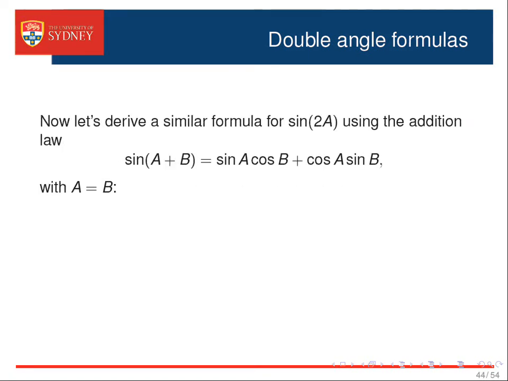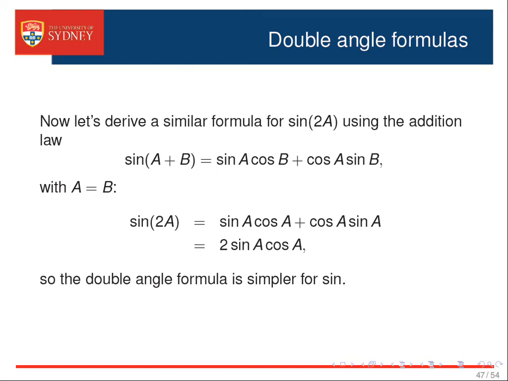Now let's do a similar thing with our addition formula for sine. Using the formula with a equals b, sine 2a is sine a cos a plus cos a sine a, which of course is 2 sine a cos a. So sine 2a is 2 sine a cos a.